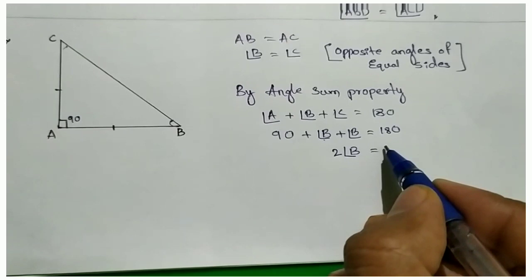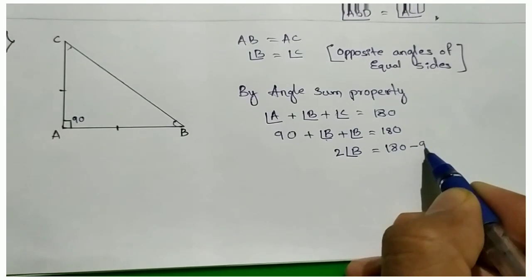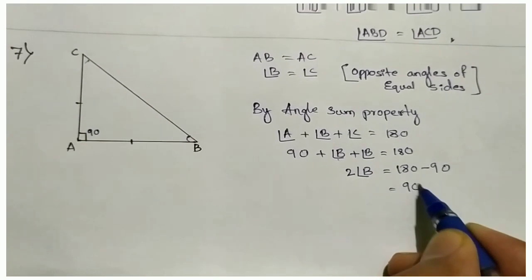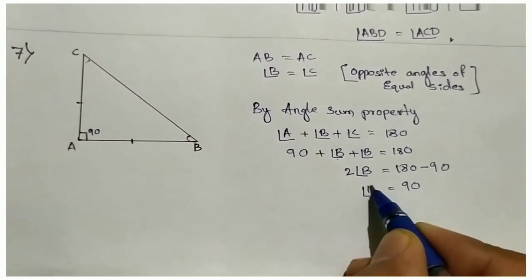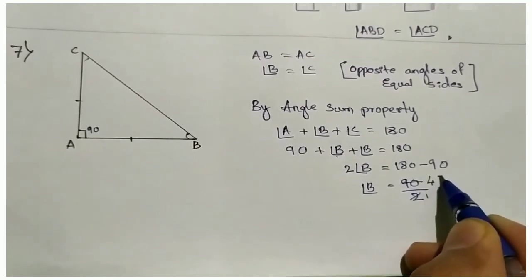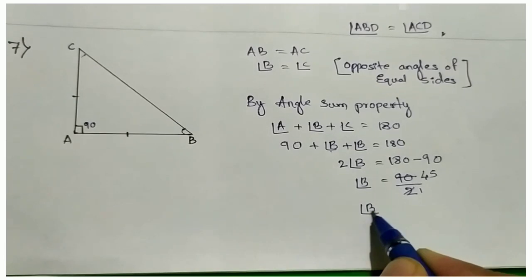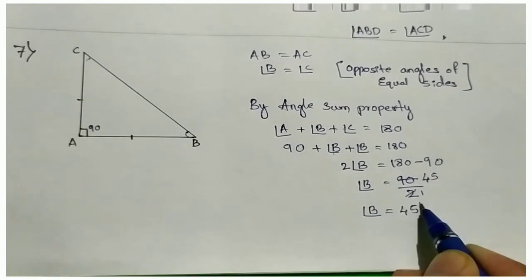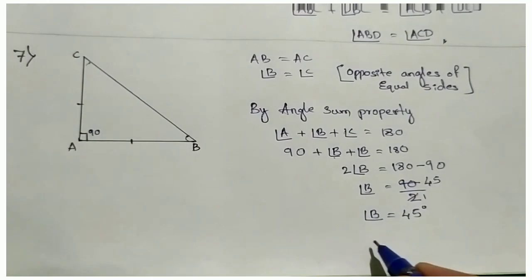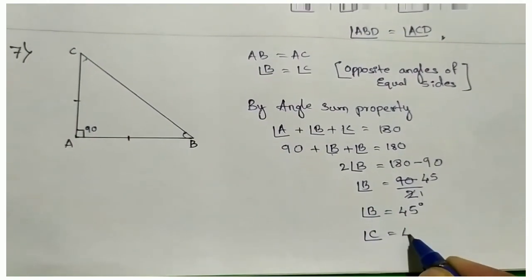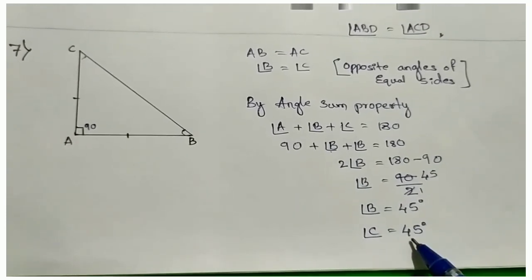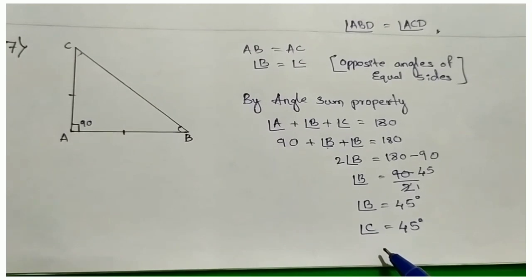Okay, so if I take 90 to the right side, it becomes minus. So 180 minus 90, it will be 90. So here 2B is there, I will take 2 to that side, it becomes divisible. So 2 ones are 2, 45. So now we got angle B equal to 45 degree. So if angle B is 45 degree, obviously angle C is also 45 degree, because both are equal. So angle B equal to 45, angle C is also equal to 45 degree.